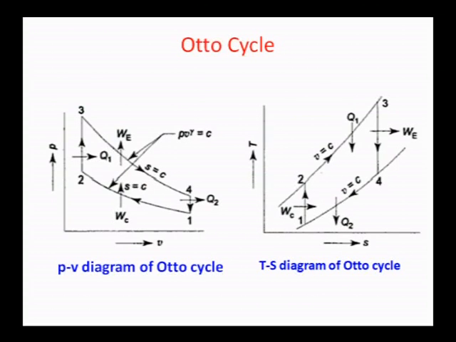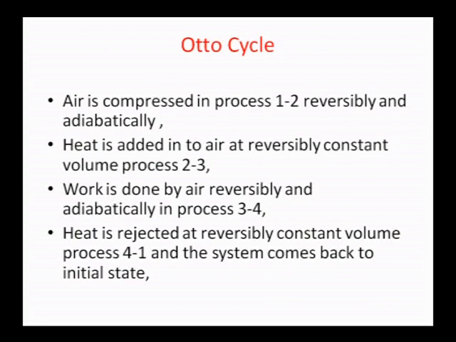So, these are the PV diagrams for the Otto cycle. 1-2 is the compression, that is, work is supplied here. 2-3 is heat addition, Q1 is the heat added. 3-4 is the work produced or power is produced, that is adiabatic expansion. 4-1 is heat rejection, Q2. The TS diagram is also shown here. 1-2 is constant entropy, that is adiabatic, 2-3 is constant volume, and 3-4 is again a constant entropy adiabatic process. 4-1 is the constant volume process. Q1 is the heat supplied, Q2 is the heat rejected.